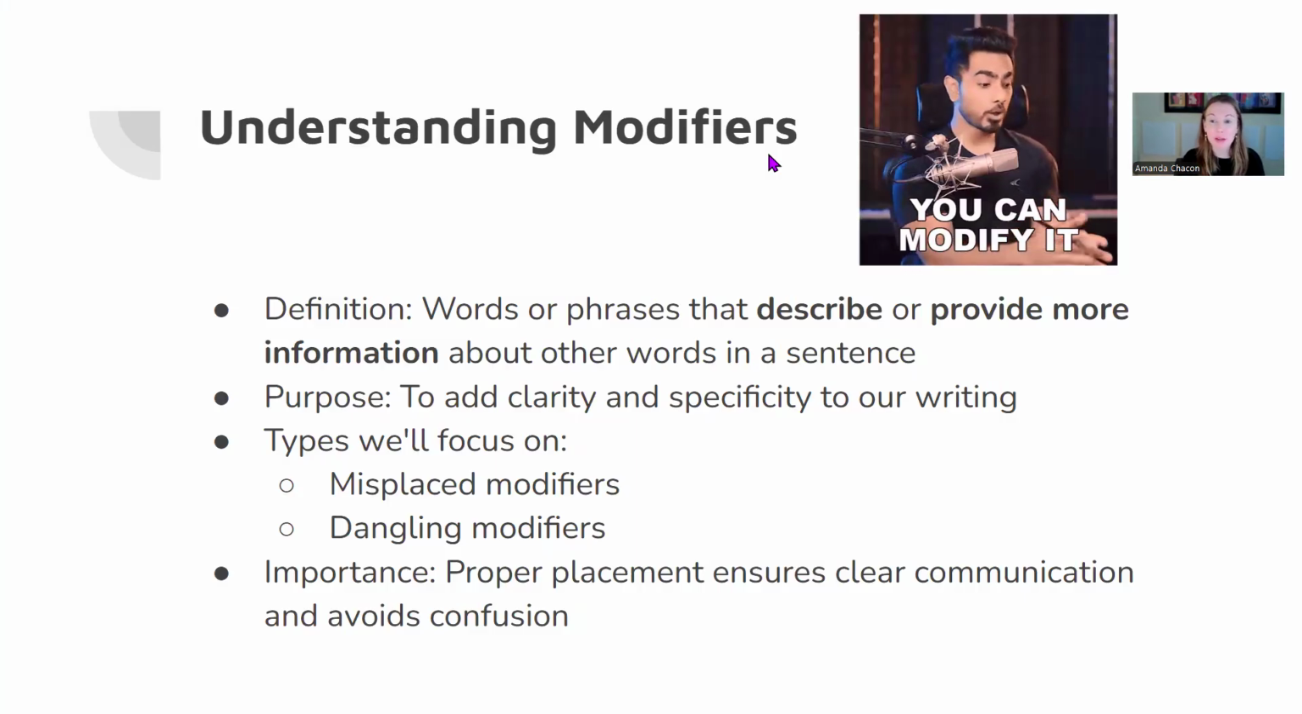So first, we have to understand modifiers. Modifiers are words or phrases that give more information about what is happening in the sentence. And their purpose is to add clarity and specificity to our writing. We love information. We love specifics. We love those descriptive words and everything. It just has to be done in the right way so that it makes sense. So we're going to focus on misplaced modifiers and dangling modifiers. And that's, of course, as we go through this, so that whatever you're writing, the intention comes through true.